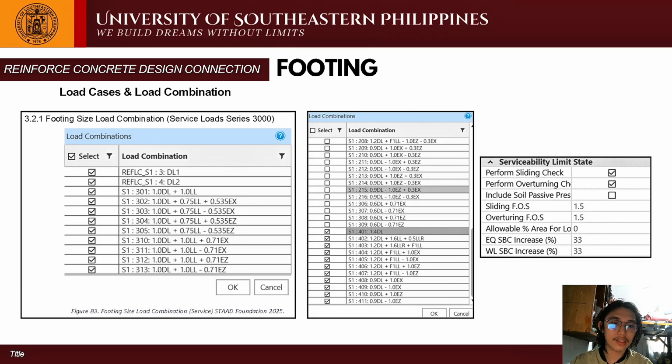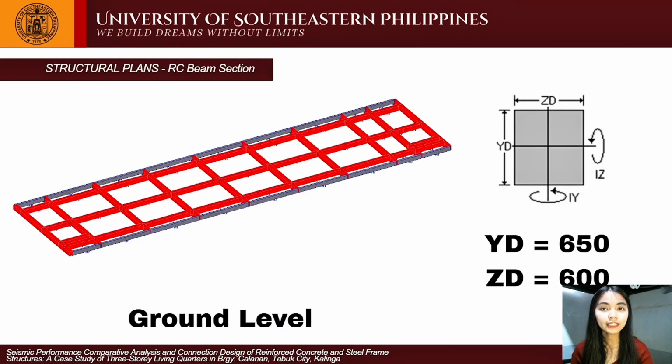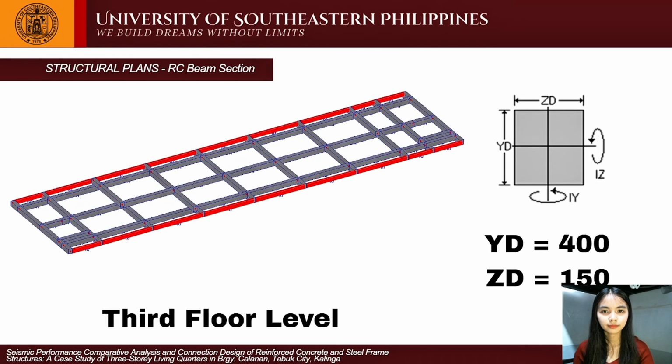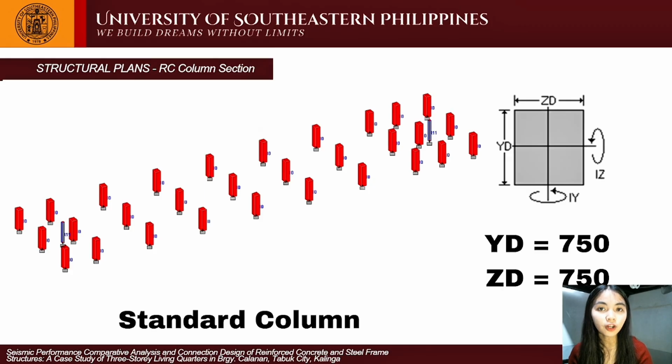The serviceability check is for sliding and overturning with a factor of safety of 1.5, and the increase for earthquake and wind is 33%. And these are for the structural plan. First, we have the RC 3D model member sections. These are the RC beam sections. These are the RC column sections.